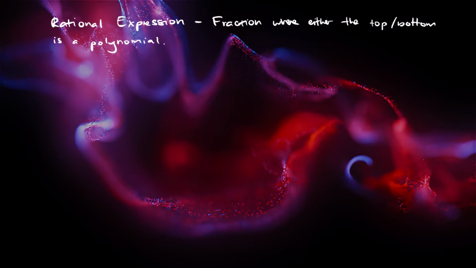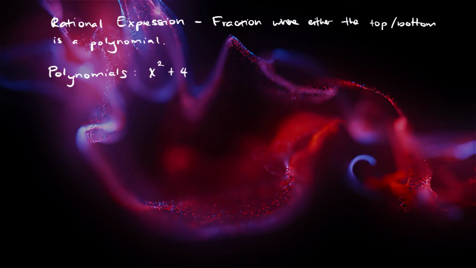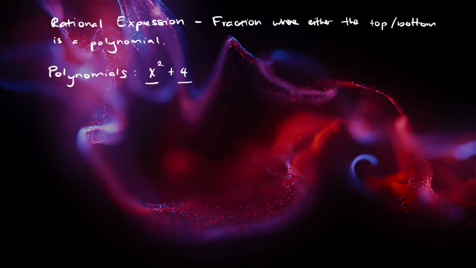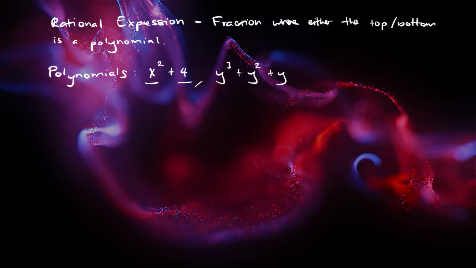Well, a polynomial is just a collection of constants and variables. One example of a polynomial might be x squared plus 4, because we've got an x here, which is a variable, it's being squared, and then we've got a plus 4 there, which is just a constant. So it's a collection of variables and constants. Another polynomial might be y cubed plus y squared plus y, right? This is just a collection of variables which have been squared or even cubed. So we could say this is a polynomial to the degree of 3 because the highest power is 3.